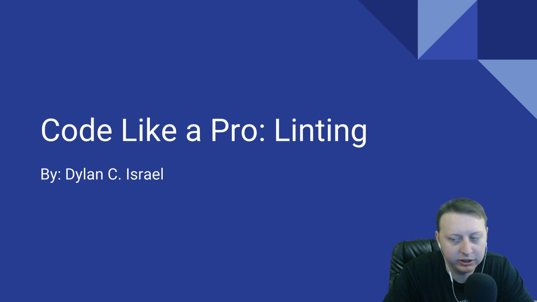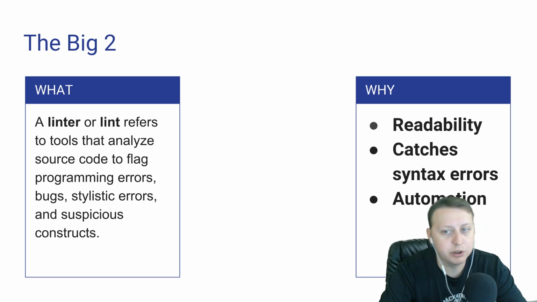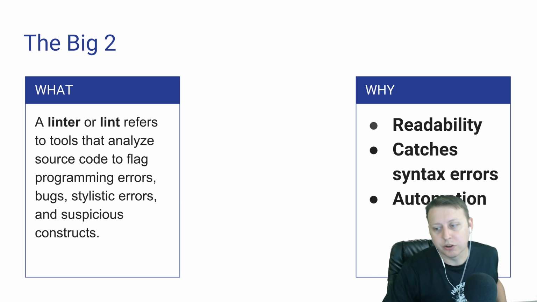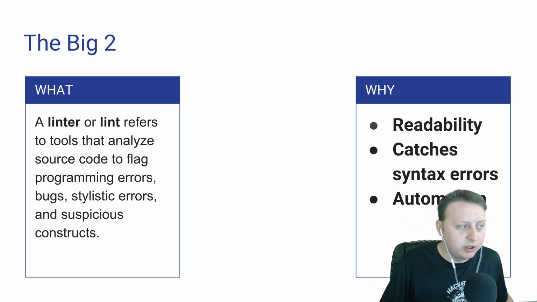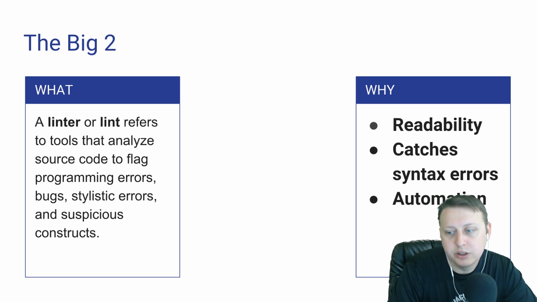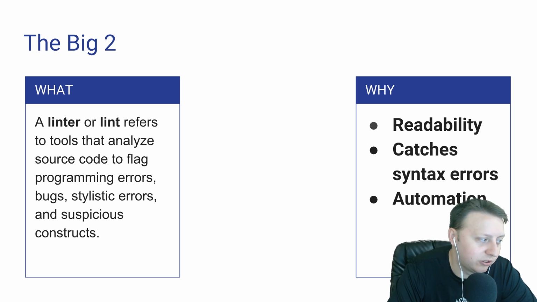So what is linting, to those of us who are new to the concept? Well, linting really is two things, and whenever you're incorporating a tool, you have to answer what I call the big two: the what and the why. So what is a linter? It is a tool that you set up, essentially one time usually per project, that will flag programming errors, bugs, stylistic errors, and suspicious constructs.